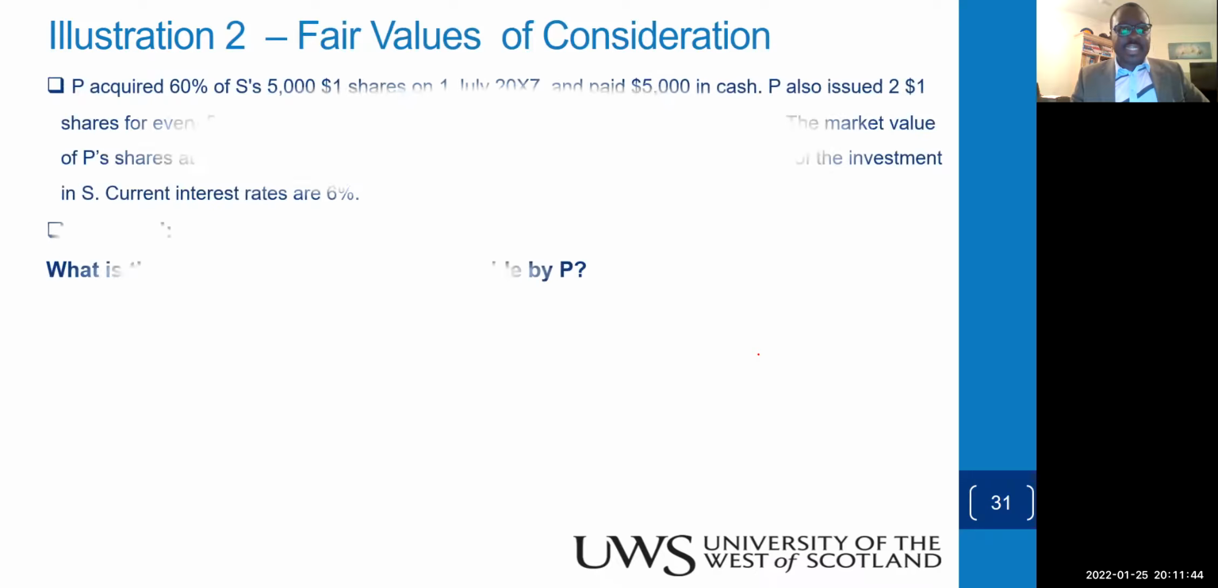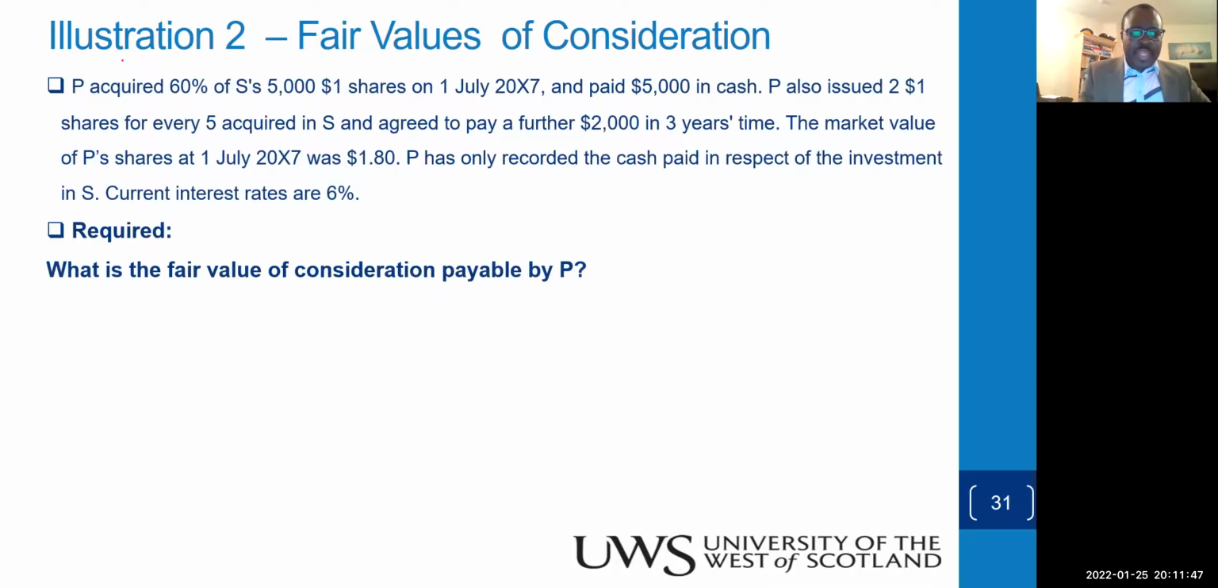Once again, let's take another example. P acquired 60% of S's 5,000 shares. At the time of incorporation, the face value of the share was 1. We acquired 60% of the 5,000 on 1st July. We paid cash. Have you seen we paid cash as part of the consideration? They said P also issued two $1 shares for every 5. What does it mean? 2 for 5.